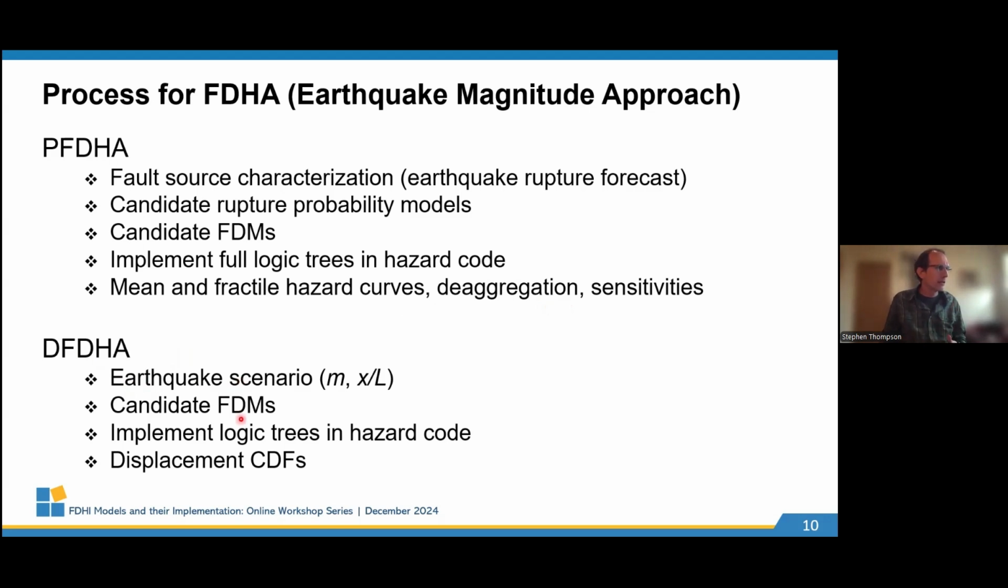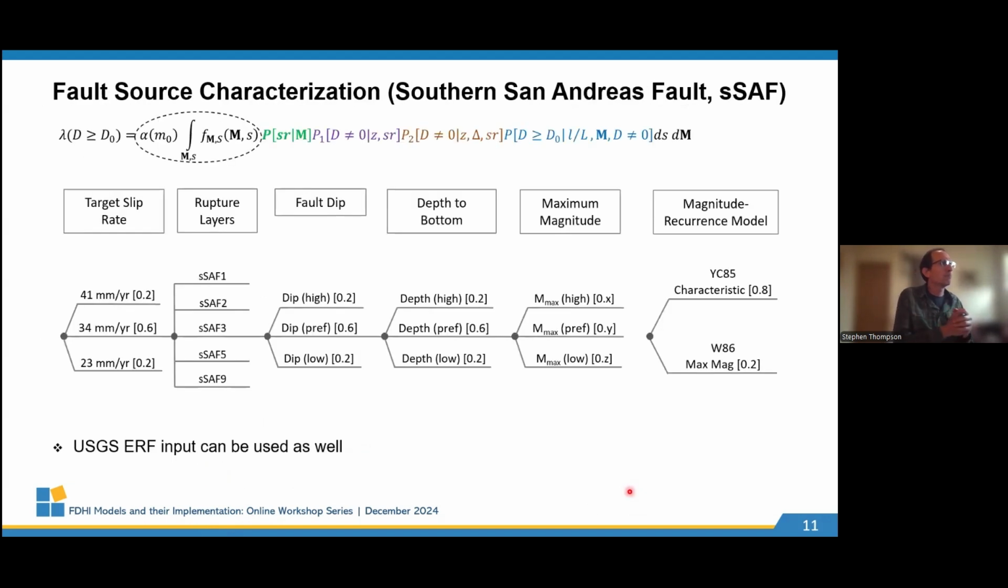We also need candidate fault displacement models. These are simpler logic trees that we implement in a hazard code or some sort of Excel file. And from those, we develop displacement CDFs. So we'll walk through the PFDHA first.